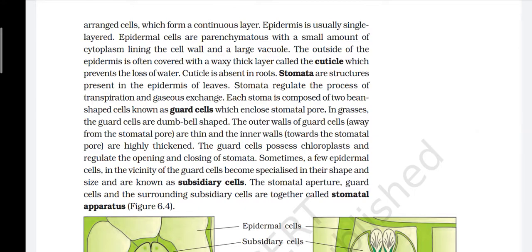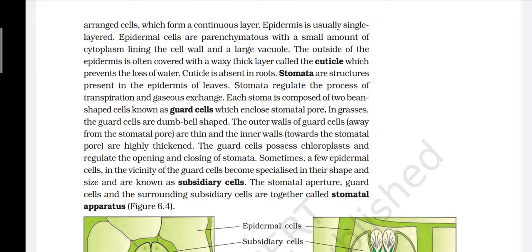Epidermis is usually single layered. Epidermal cells are parenchymatous with a small amount of cytoplasm lining the cell wall and a large vacuole. The outside of the epidermis is often covered with a waxy thick layer called the cuticle, which prevents the loss of water. Cuticle is absent in roots.